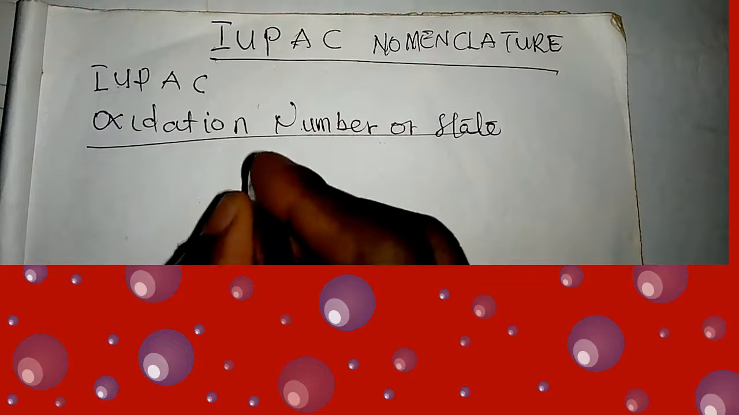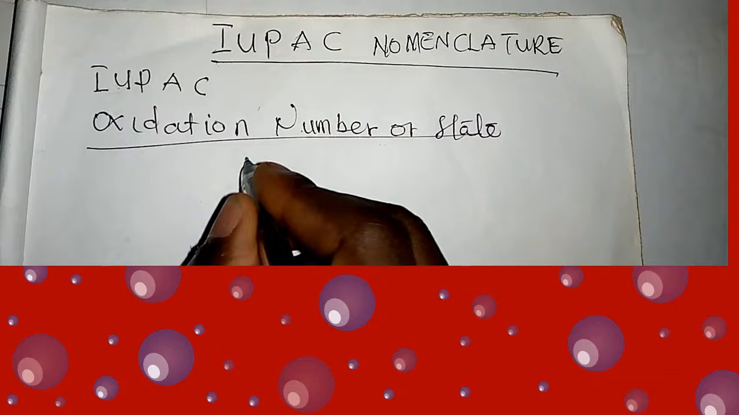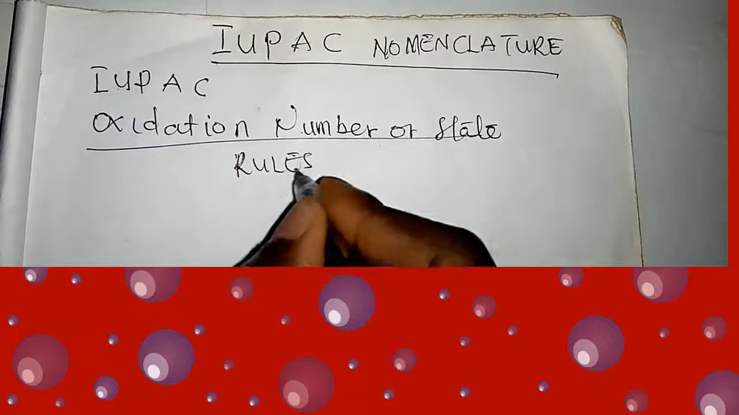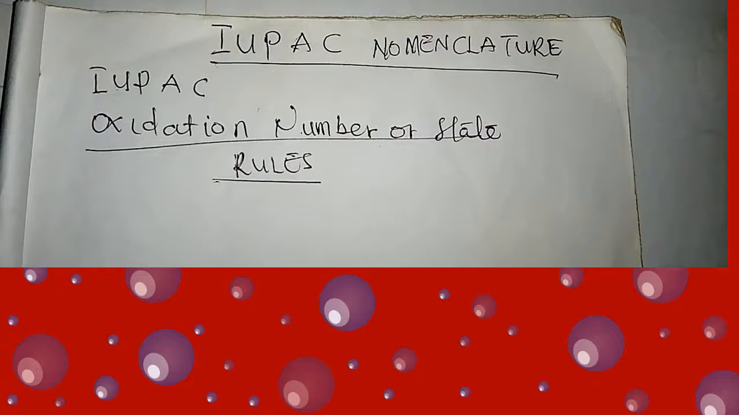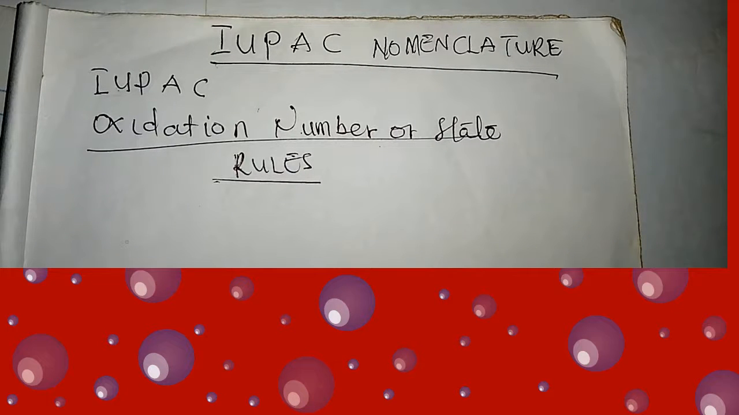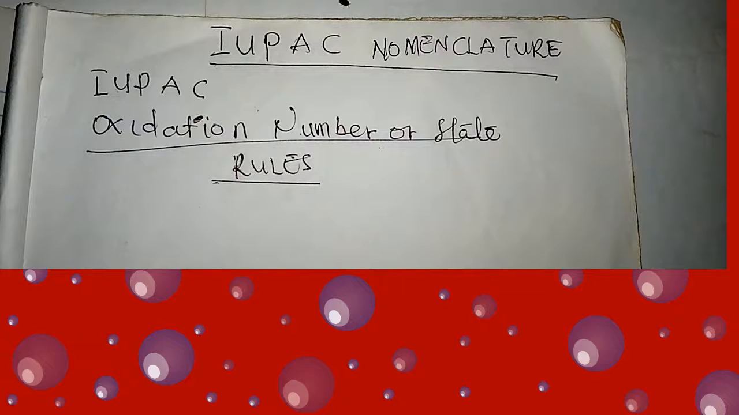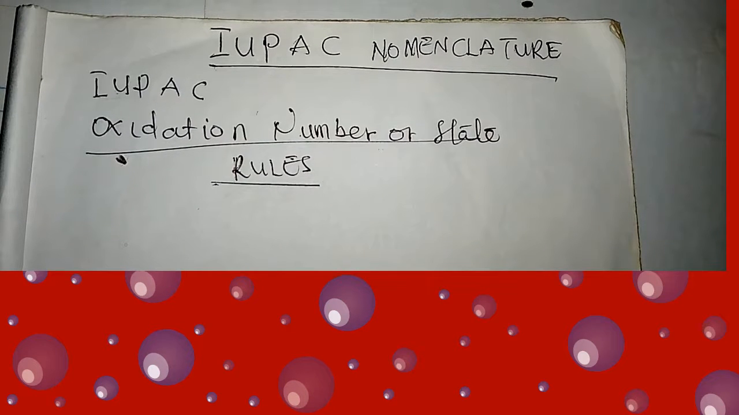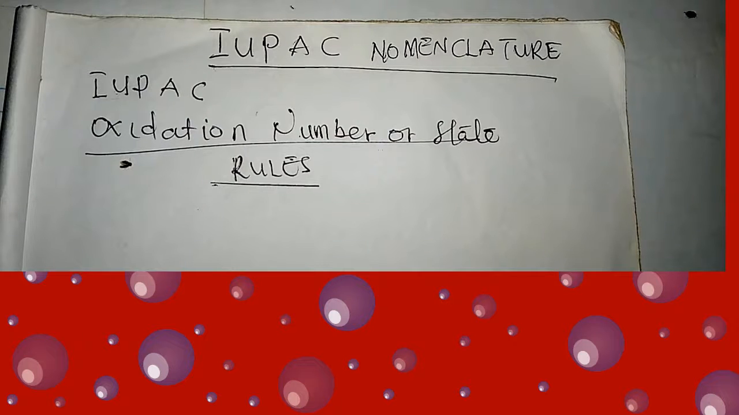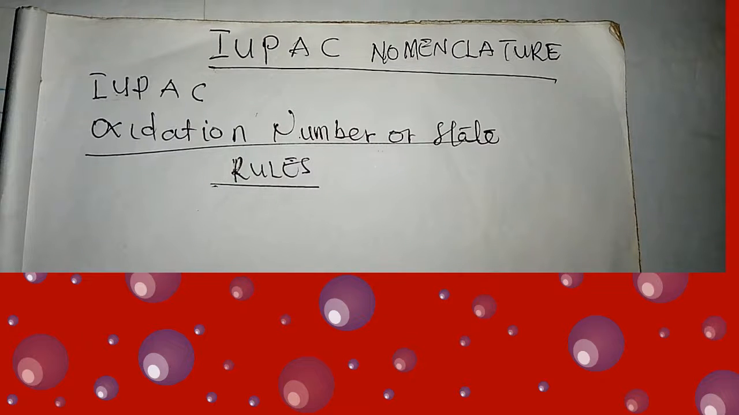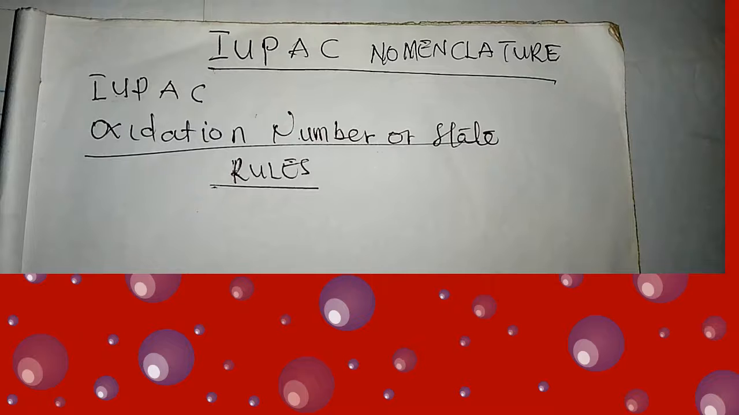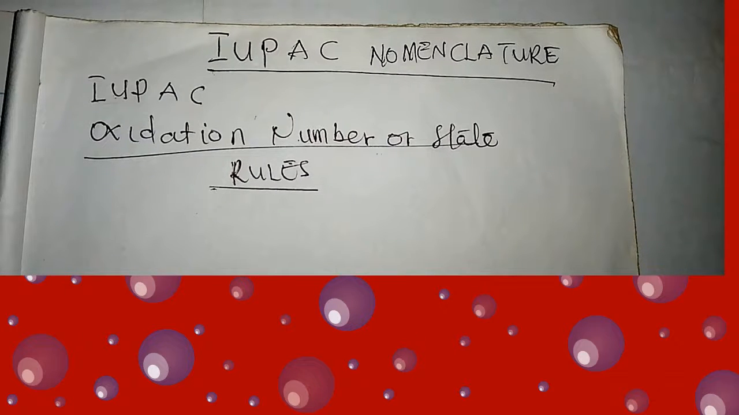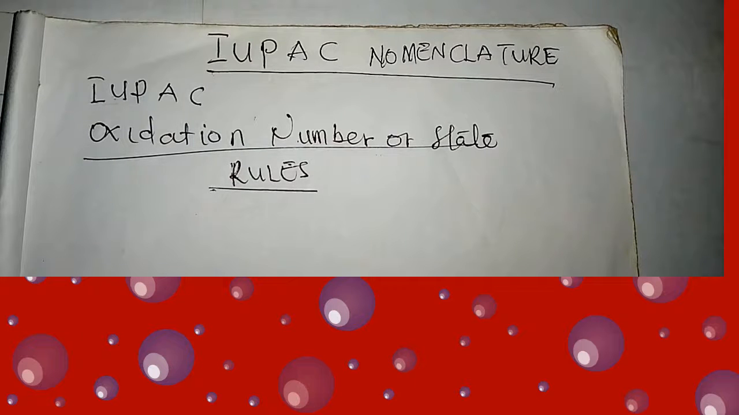So we have the rules that we need to know if we want to find the oxidation state of a compound. The first one states that all elements in their free state have an oxidation state of 0. Okay, so all elements in their free state have an oxidation state or number of 0.